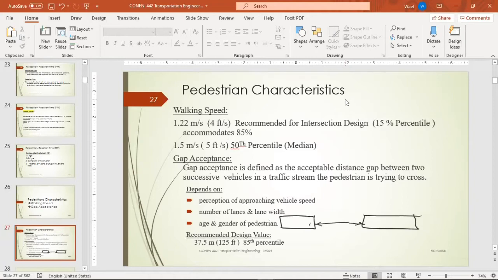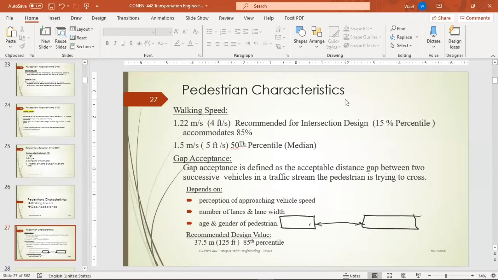And it depends on the perception of approaching vehicle speed. Also, it depends on the number of lanes and the lane width to be crossed. Also, it varies by age and gender of pedestrians. Of course, older people are more cautious, and females are usually more cautious than males in that issue.